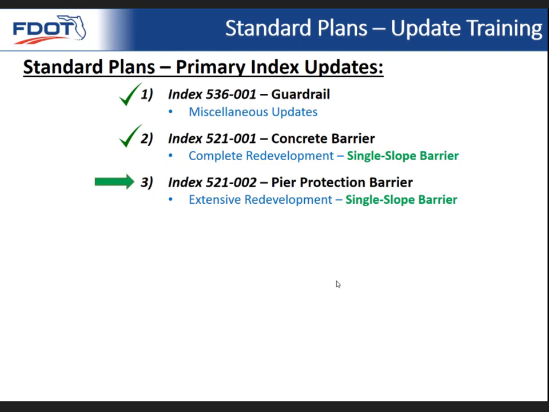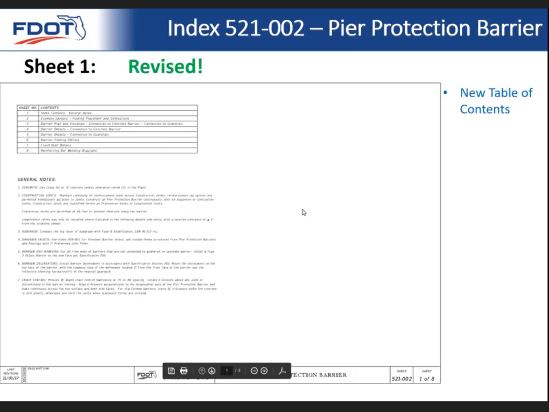Okay, now we're moving into pier protection barrier. This is significantly shorter than the concrete barrier, so we should get through it a little more quickly. I call this an extensive redevelopment because we did redraw and rewrite all the notes, but some things like the crash wall and the footings were in pretty good shape in the previous standard, so we were able to just copy them forward almost identically.